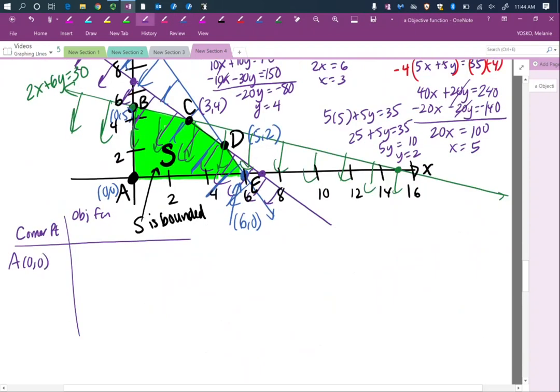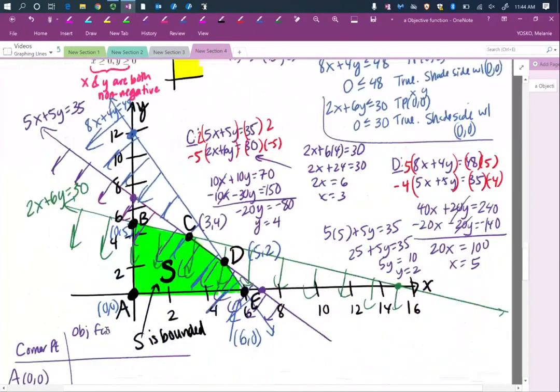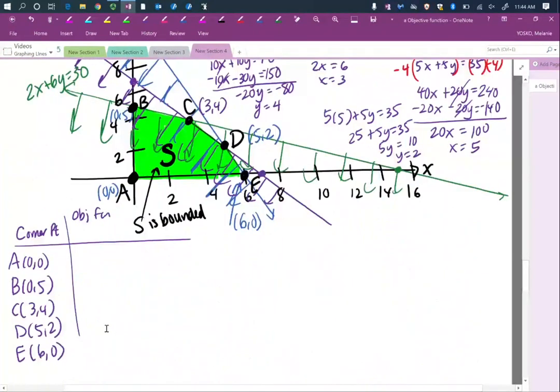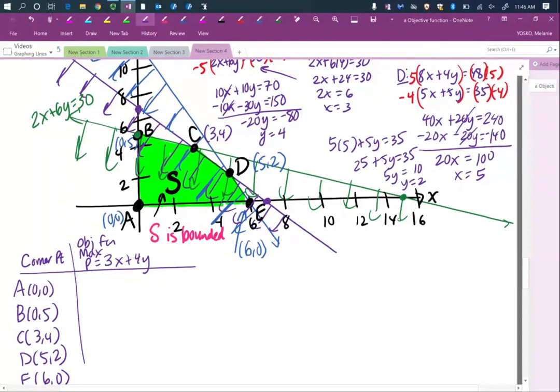I make a chart with my corner point and my objective function. So I have A is (0, 0), B is (0, 5), C is (3, 4), D is (5, 2), E was what, (6, 0)? Okay, what was my objective function? 3x plus 4y, and I am maximizing. Each of these corner points is (x, y). So, for example, this one, x is 0 and so is y. So we would plug in x equals 0 and y equals 0. So we get 3 times 0 plus 4 times 0.